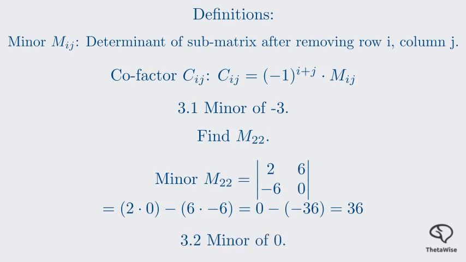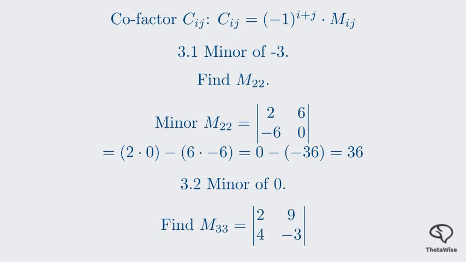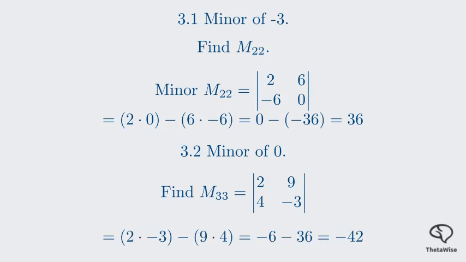Now, for 3.2, the minor of the element 0. The element 0 is in row 3, column 3. We are looking for M sub 3,3. The determinant of this submatrix is 2 times 3 minus 9 times 4. This is 6 minus 36, which equals negative 30. So, the minor of 0 is negative 30.